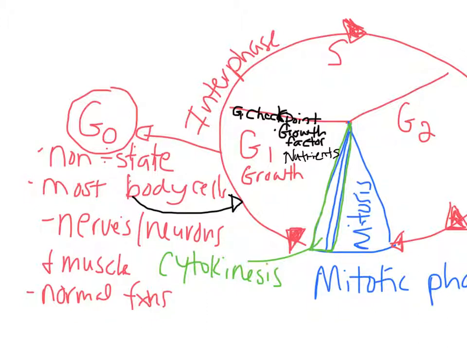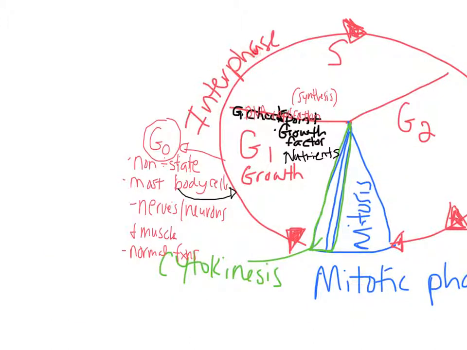Then we get to S phase. S stands for synthesis. I guess I should mention G stands for gap, gap 1, but I think of G as meaning growth. Synthesis means DNA replication. That's what's getting synthesized in S phase. You'll notice the DNA replication is actually in interphase. Sometimes people are confused about that, so the DNA gets synthesized in interphase.